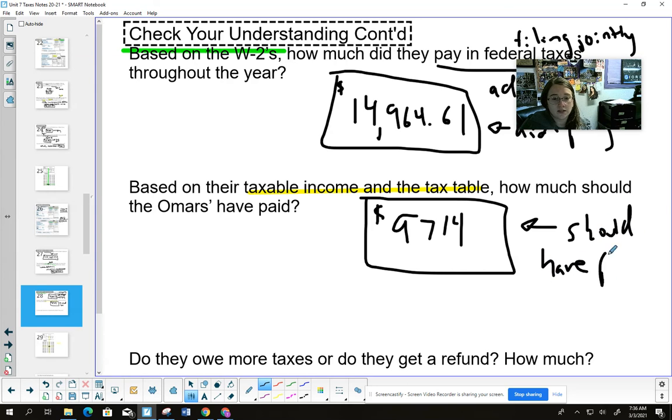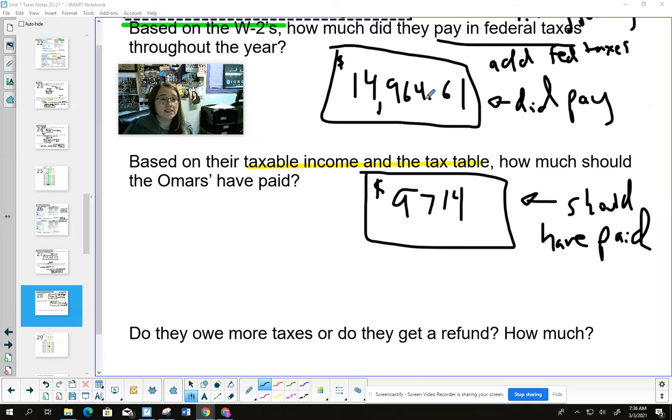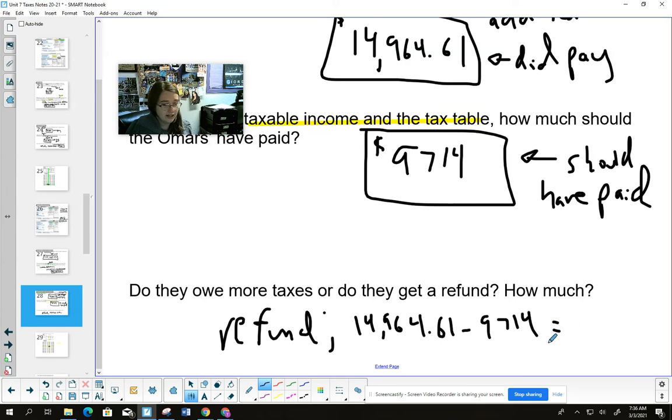Again, the W-2 shows us your estimated payments that you made throughout the year. The tax table shows us what you should have paid. So what do we think? This is how much they did pay. This is how much they should have paid. Are they going to owe more taxes? Do they get a refund? This is actually refund again. I probably should change this problem so that you can see owing. Again, owing is this number is bigger, but you still subtract regardless. So it doesn't matter which one is bigger, you are going to subtract because you are either going to owe the difference or you're going to get a check for the difference.